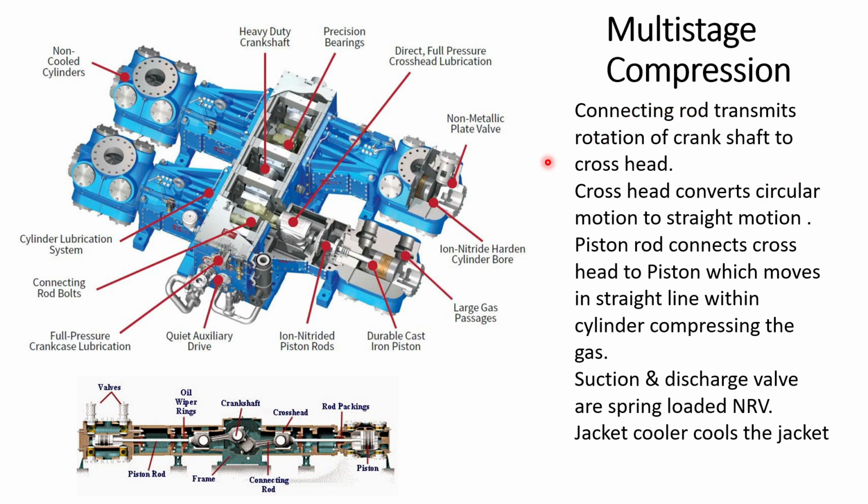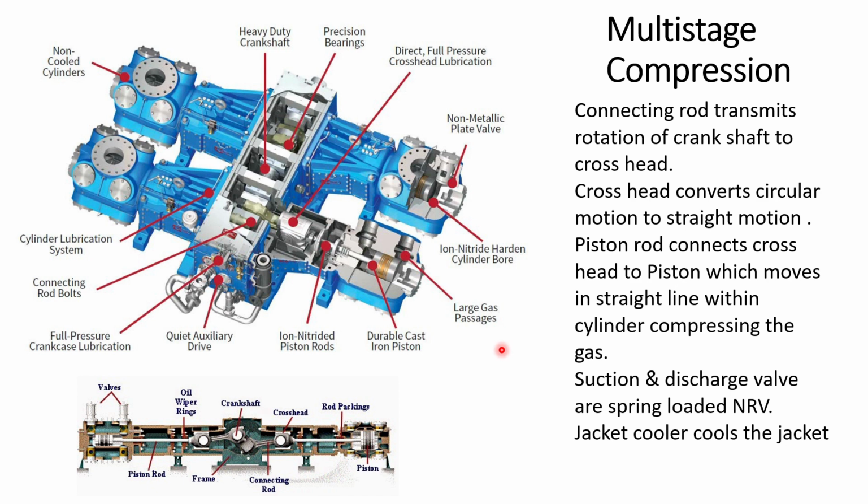Now, what you see here is a multi-stage compressor. There is an HP cylinder and an LP cylinder. First the air or gas is compressed in the low pressure cylinder, then it passes through the intercooler, and then it goes to the high pressure cylinder.